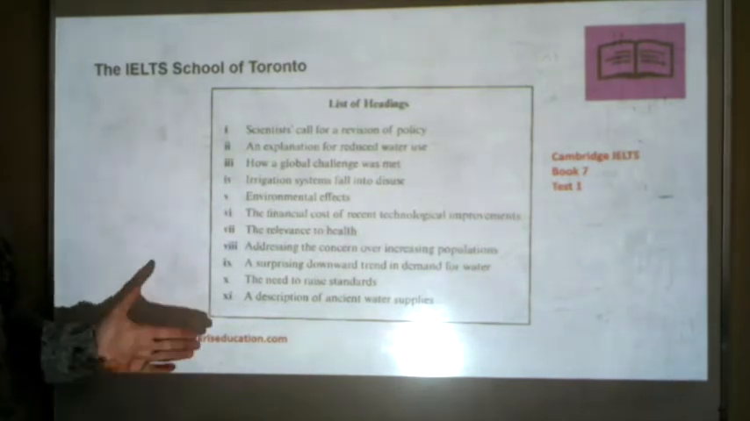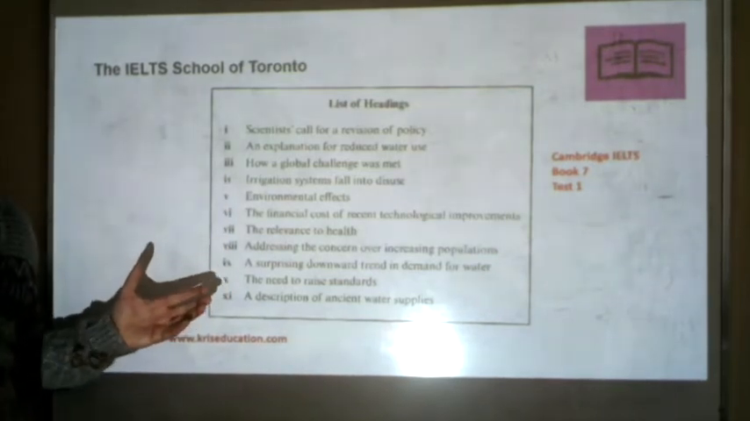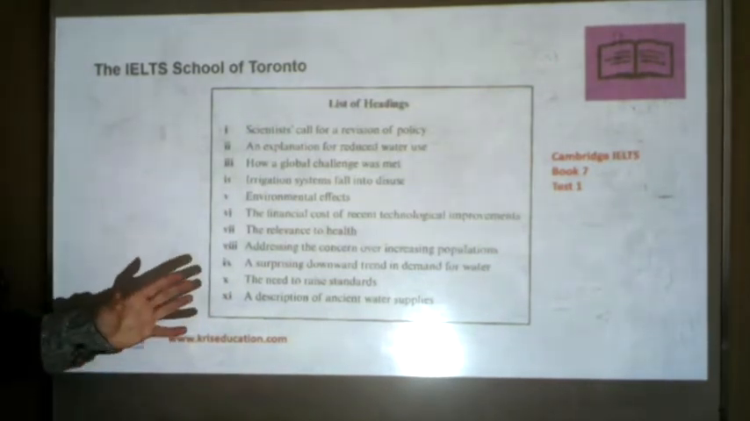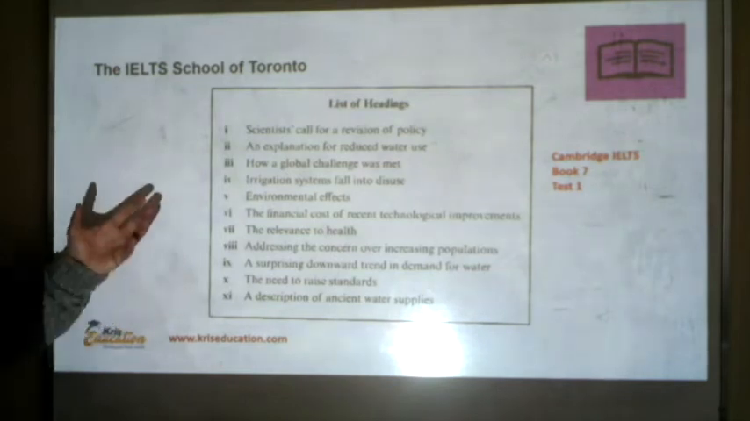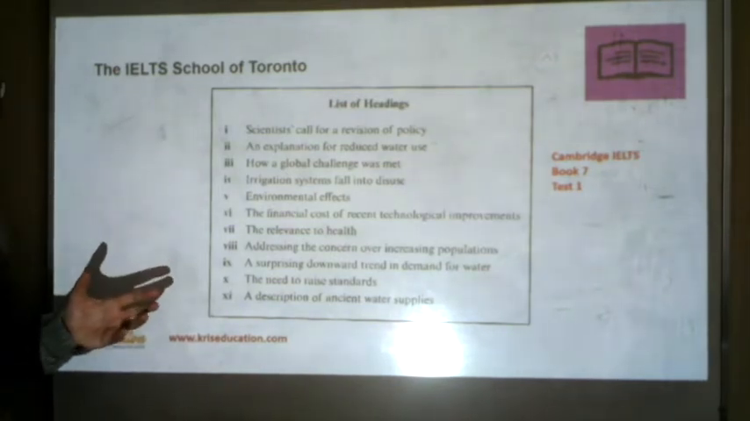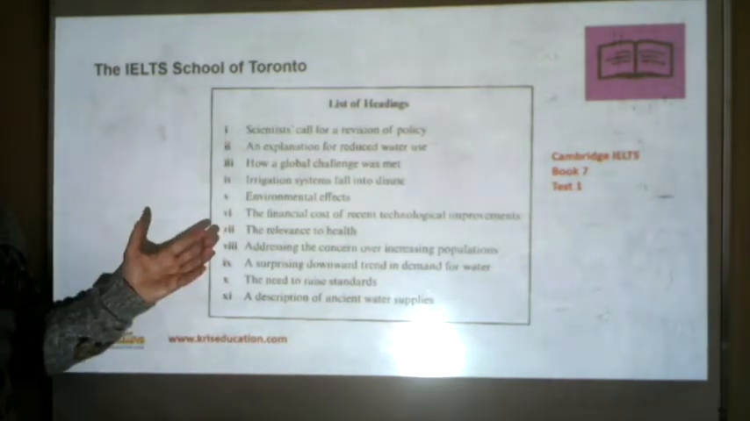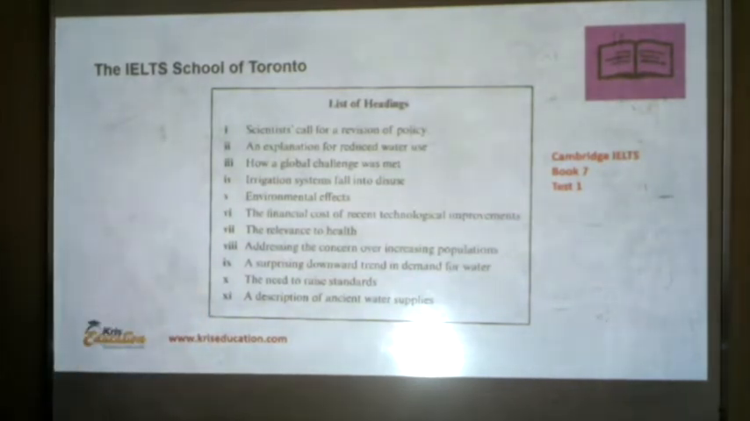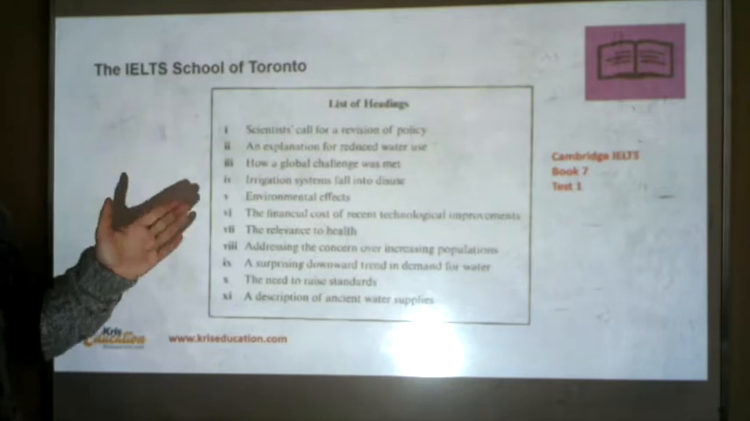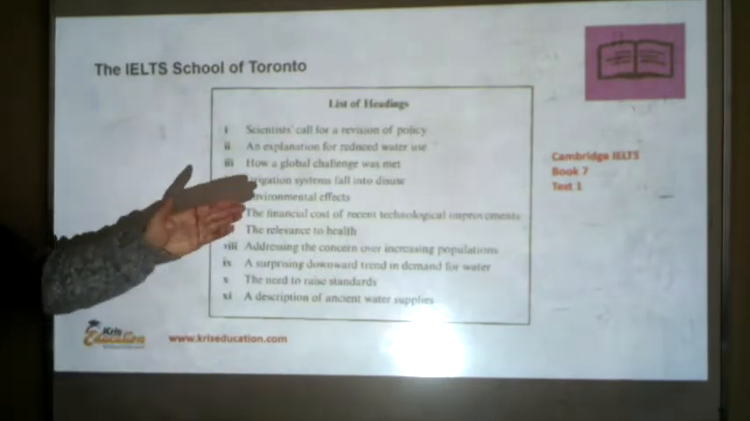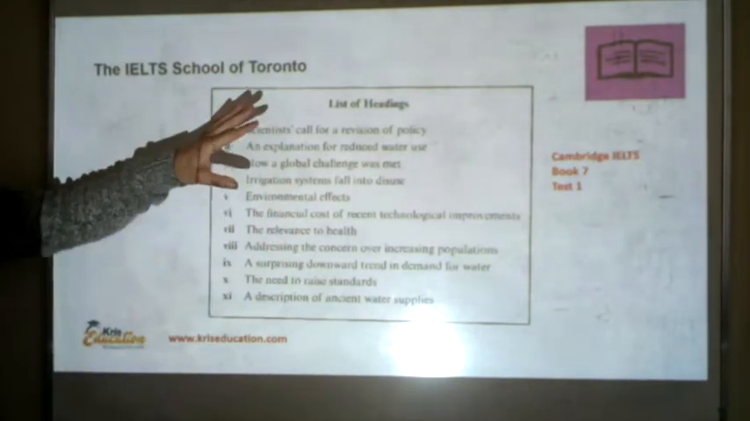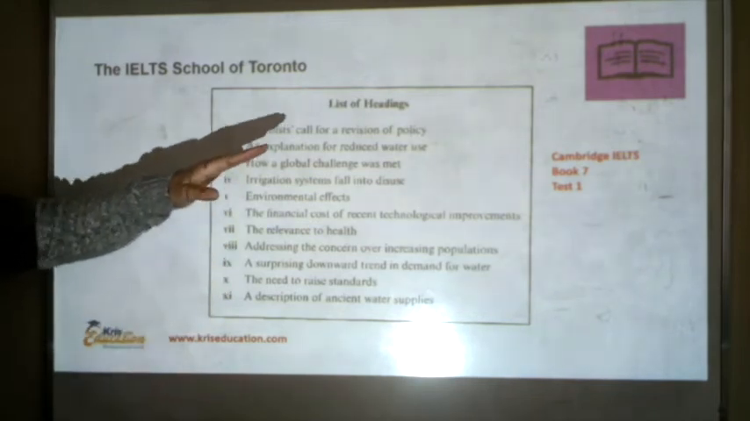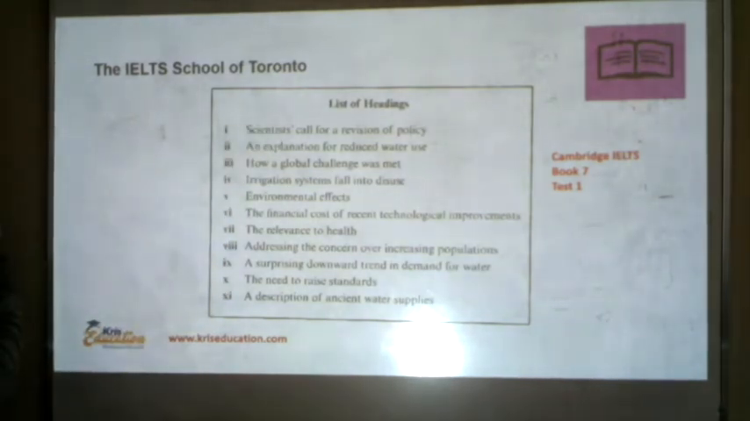And what makes this book particularly useful is the fact that all these books are actual tests given out in the past, which means the level of difficulty that you'll encounter here is pretty much the same as the level of difficulty that you'll encounter in the real IELTS test. So for this type of exercise, for illustration purposes, we are using Cambridge IELTS Book 7, Test 1.